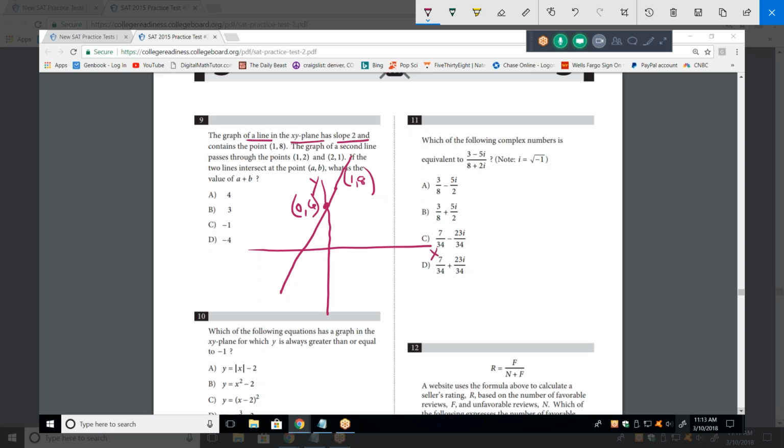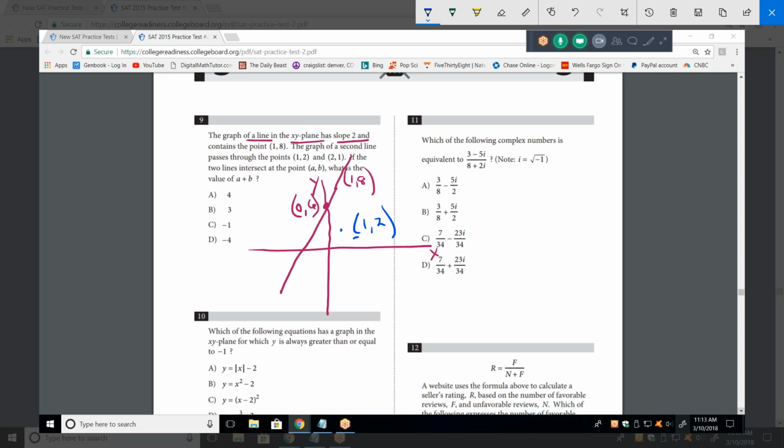And now it says the graph of a second line passes through the points 1, 2, which is right there. Notice I'm just approximating. I'm not gridding up this XY thing. If you do that, you'll run out of time. You do not have time to draw a grid on here. The only way to answer these problems is by approximating, because you speed things up when you do that. Okay? And it also goes to point 2, 1. That's like right there.